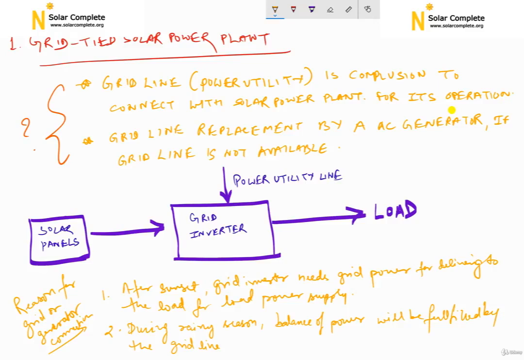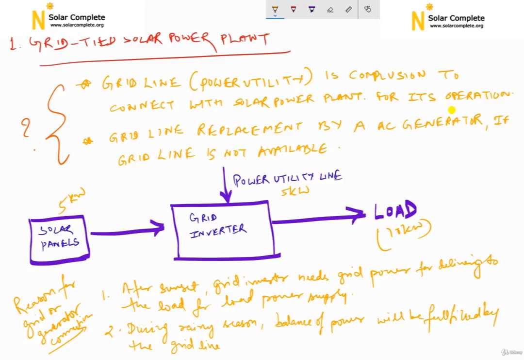So synchronization is required. These are the three things that our grid inverter depends upon for a successful operation of the grid tied solar power plant.